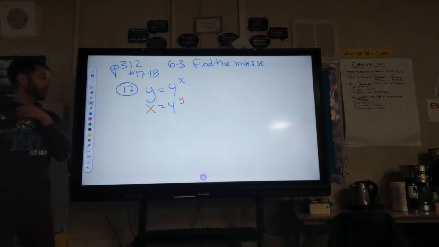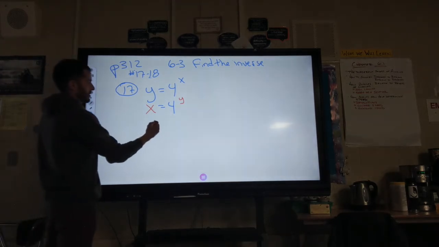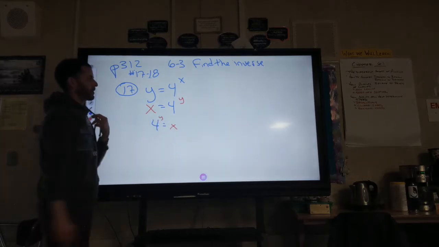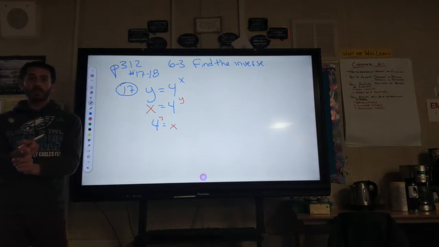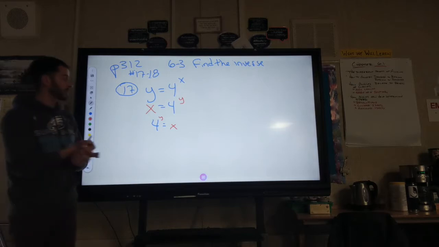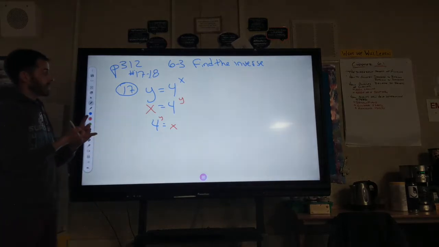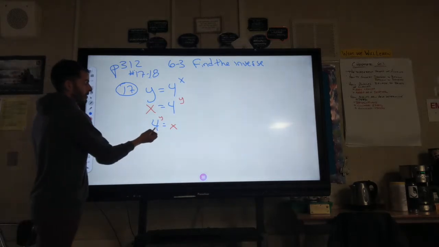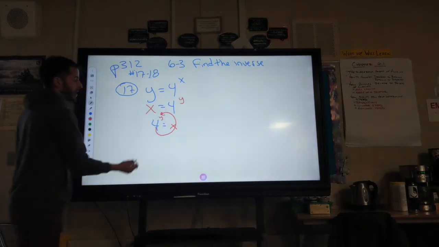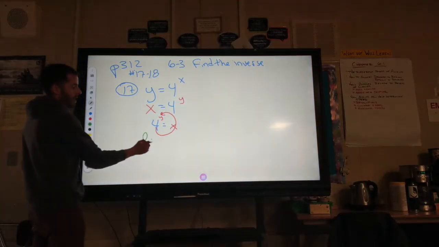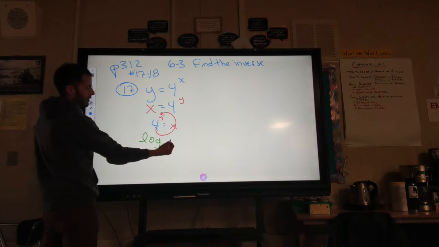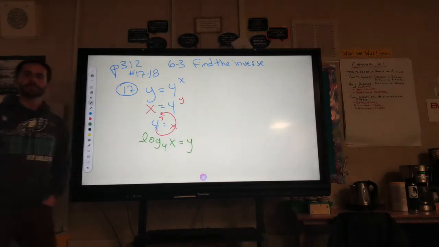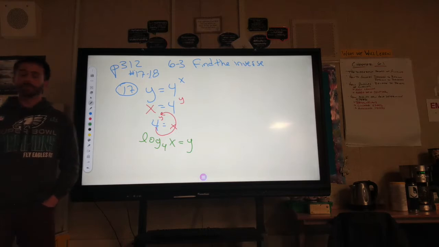Now, it might be easier for you if I write it this way. Because while the first step is to switch the x and the y, which you should write in your notes, the next step is going to be to swoosh. Okay? So we start at our base, we swoosh all the way around, and we write out log base 4 of x equals y. That's the inverse, okay?